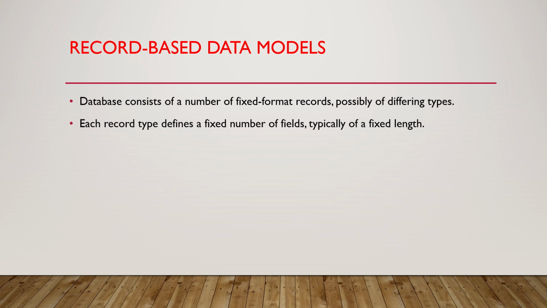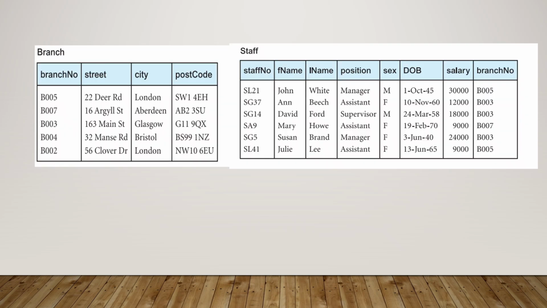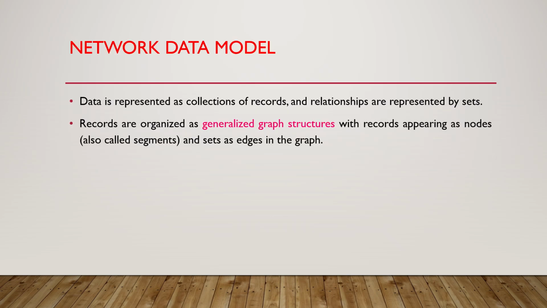And then record based data models. What are record based data models? The database consists of a number of fixed format records, possibly of different types. Each record type defines a fixed number of fields, typically of fixed length. Relational models are like a table. Data and relationships are represented as tables, and each table has a number of columns with a unique name. This is the branch and this is the staff. This is what is called a relational database. All the data are in the form of rows and columns.